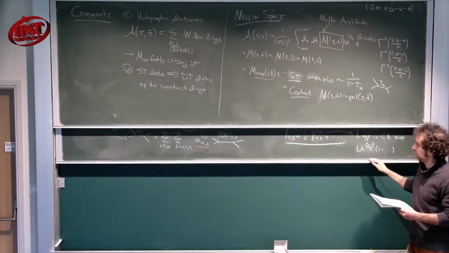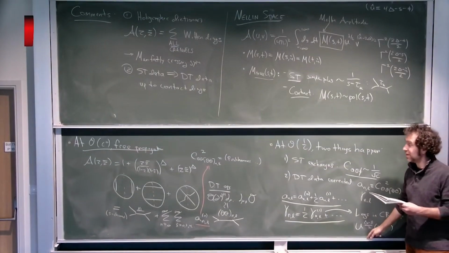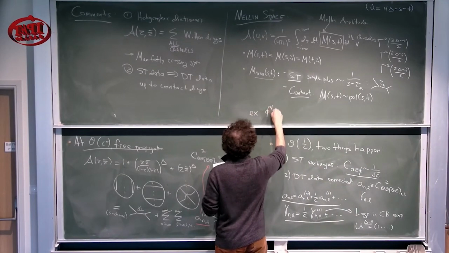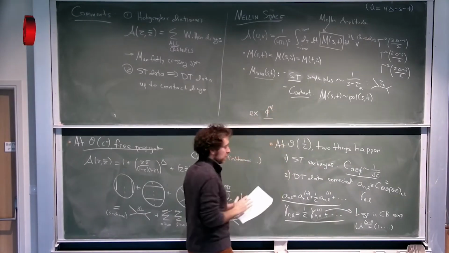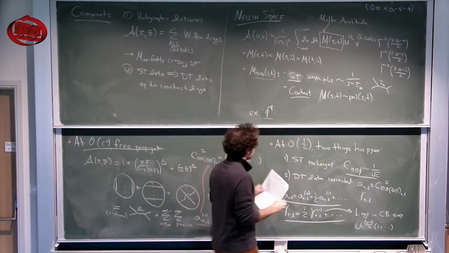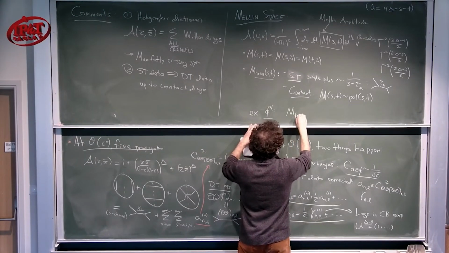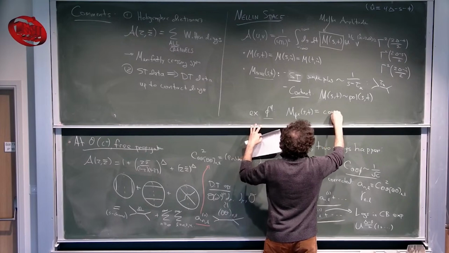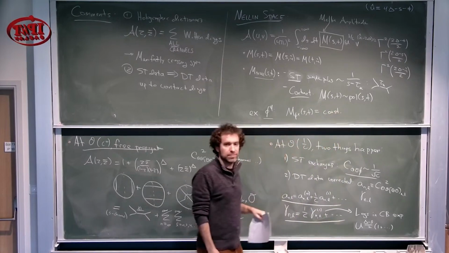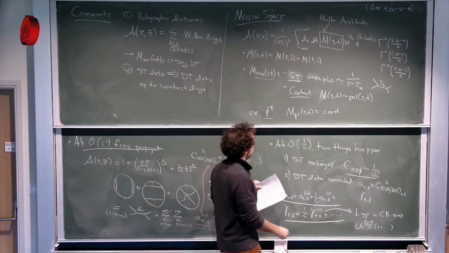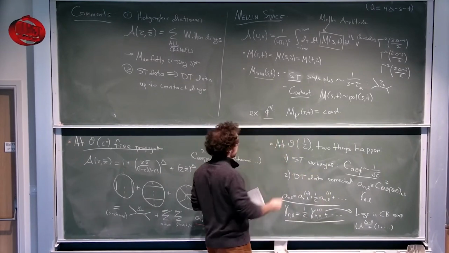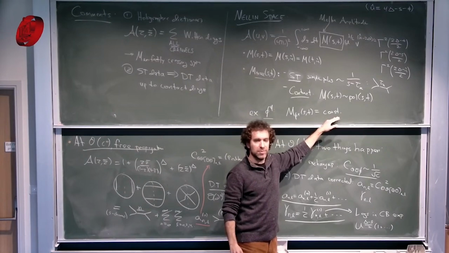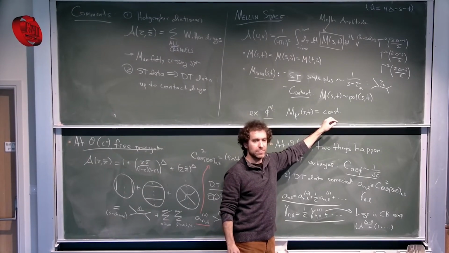So just to be explicit with one example, I have a phi to the 4th vertex, so it's a scalar vertex with no derivatives. The Mellin amplitude is just a constant. If I add derivatives, say a (del phi) to the 4th, then this becomes a second order polynomial that's permutation symmetric in s, t, and u.